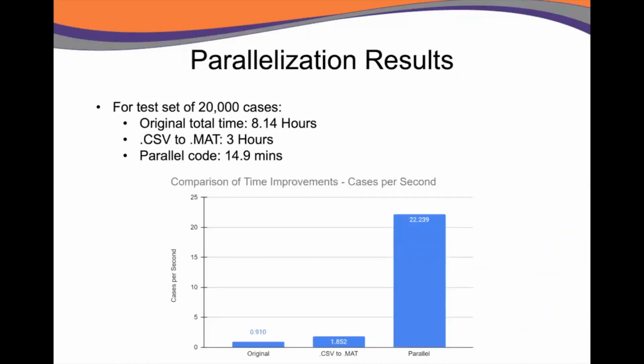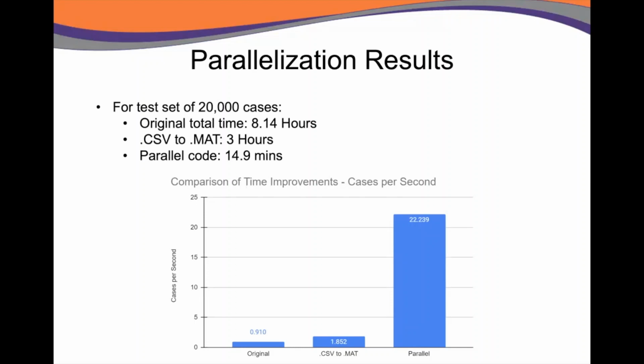For our parallelization results, we ran a test set of 20,000 cases. The original GE NOFD driver took 8.14 hours to run the 20,000 cases. The simple CSV to MAT conversion reduced the time to nearly 3 hours, and the parallel code took 14.9 minutes.